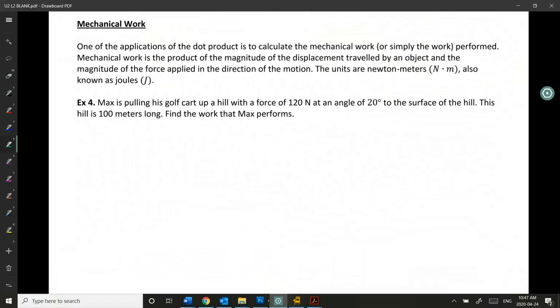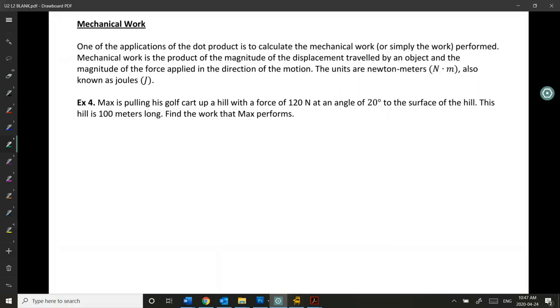Okay, and then finally, we're going to take a look at an application of the dot product. So you may recognize some of this from physics, but you may not have known where the formula came from. In order to calculate mechanical work, you can take the product of the magnitude of the displacement traveled by an object and the magnitude of the force applied in the direction of that motion. So usually we use the units Newton meters, and this can also be called joules.